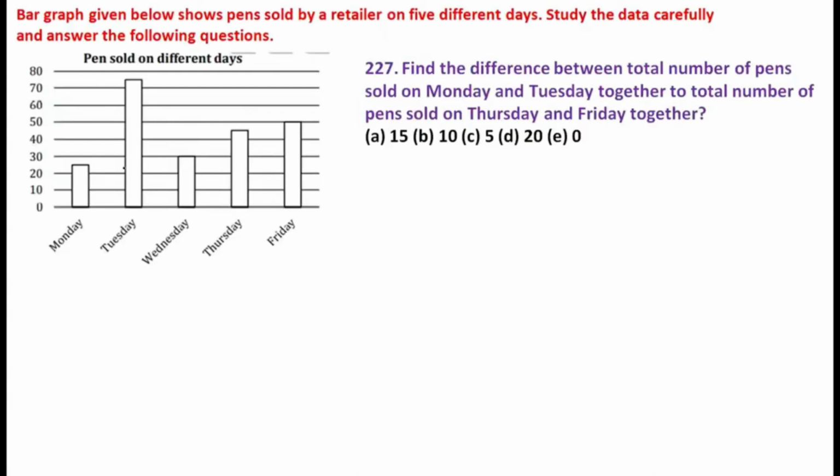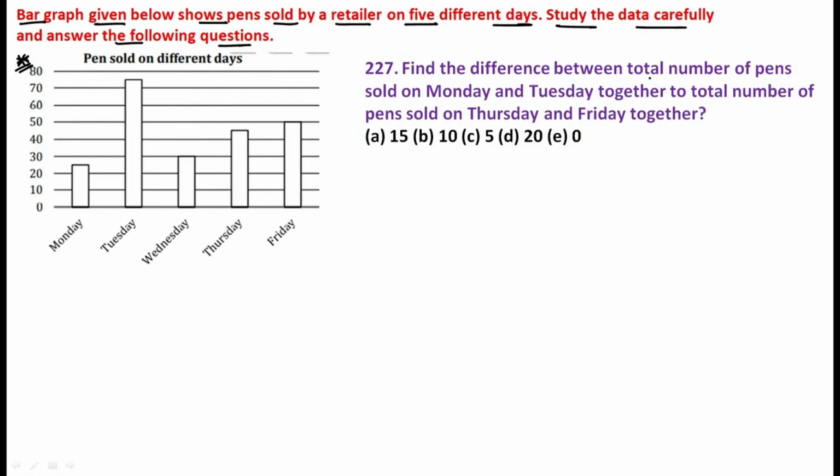Now see the next one. A data interpretation question. Let's see the data. The bar graph given below shows pens sold by a retailer on 5 different days. Study the data carefully and answer the following questions. Here the y-axis represents the number of pens and the x-axis represents different days. So that is the data. You have to take the data from the graph. Now let's see the question.